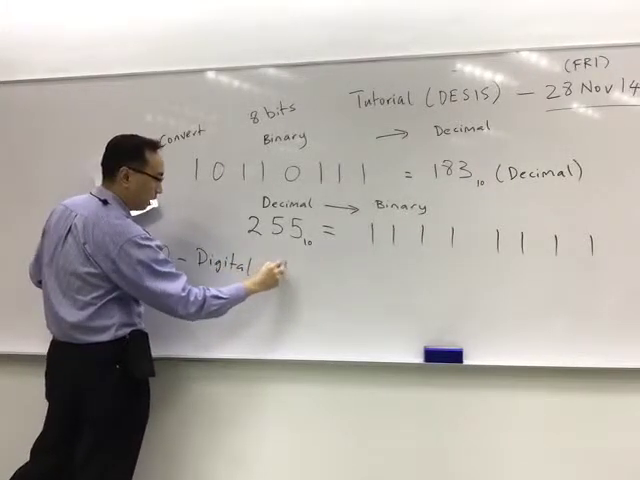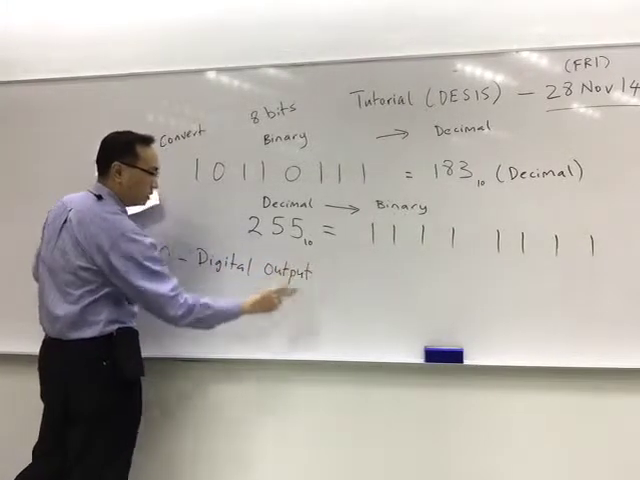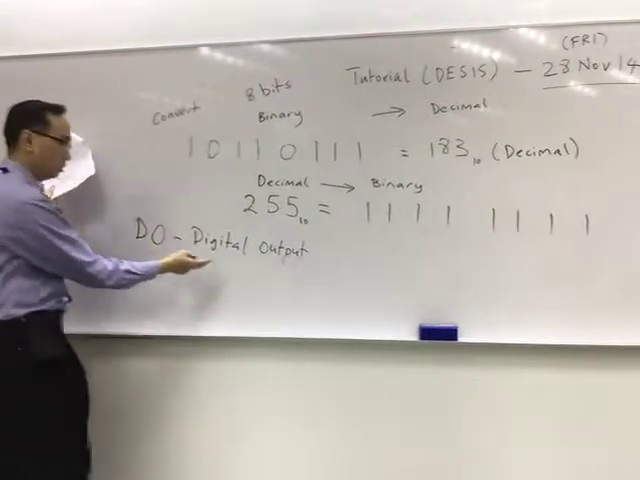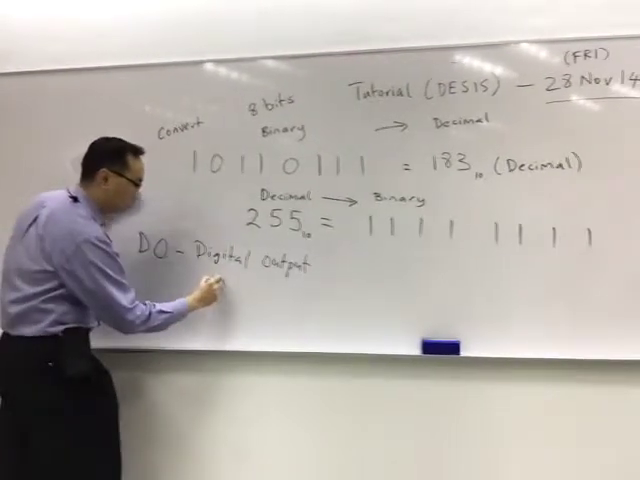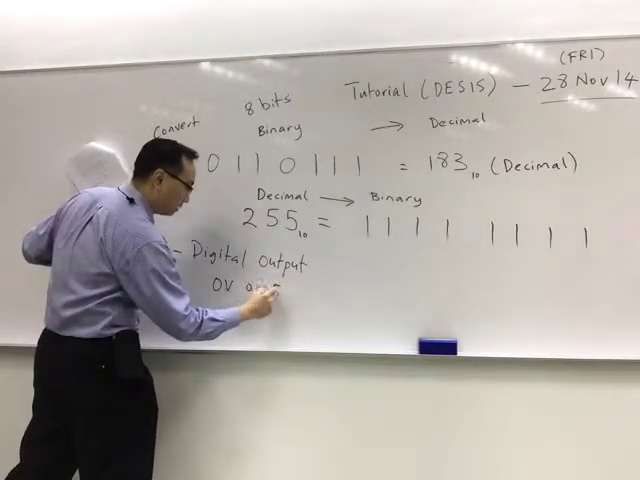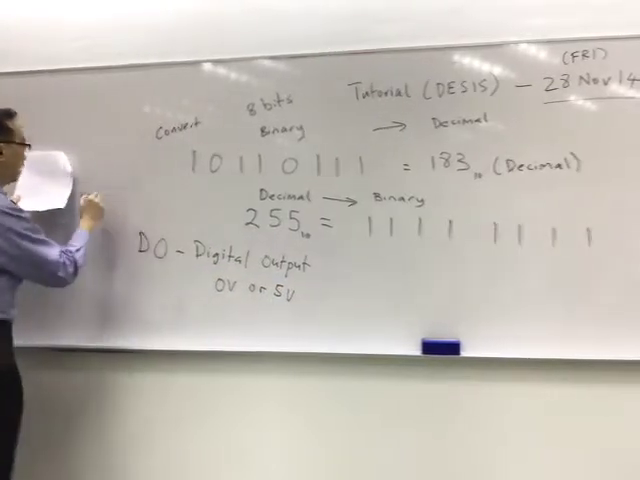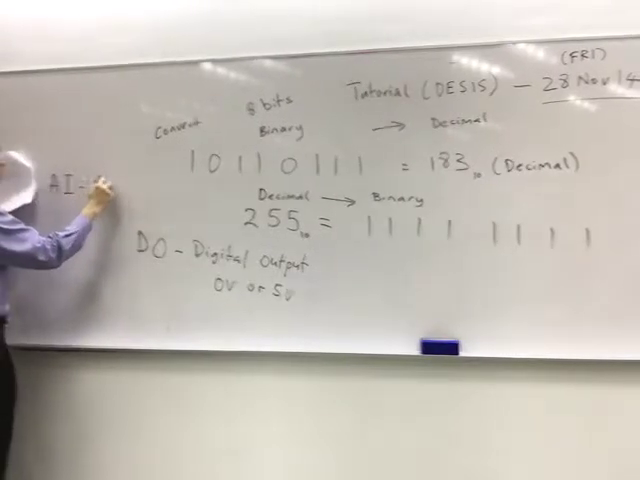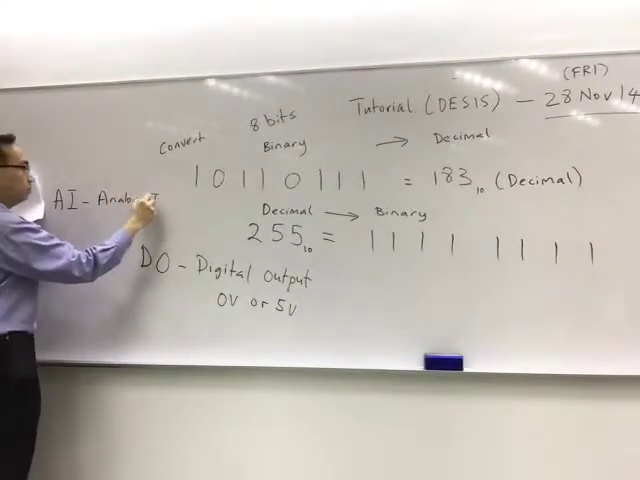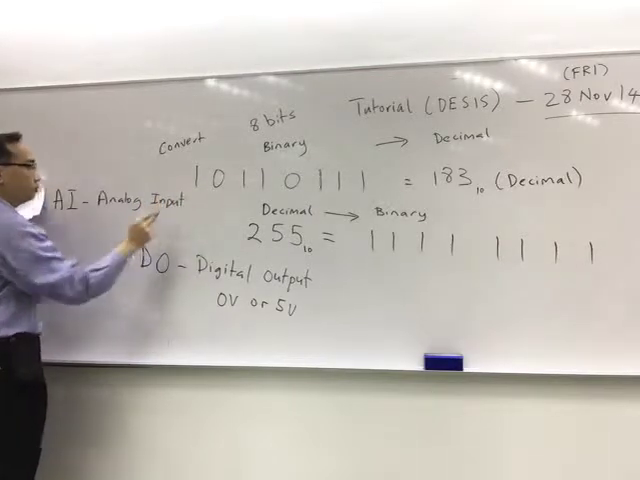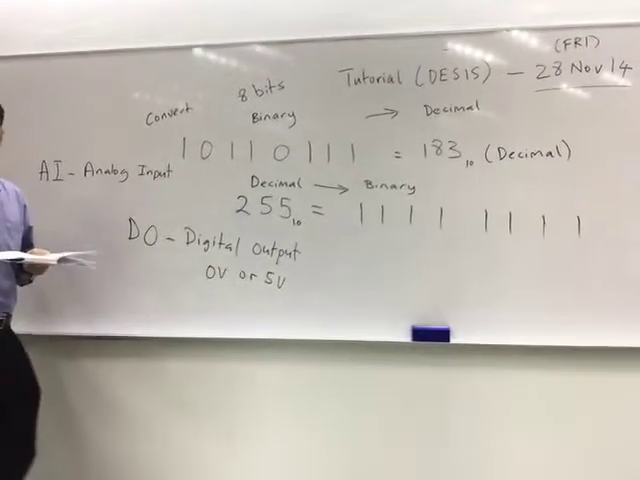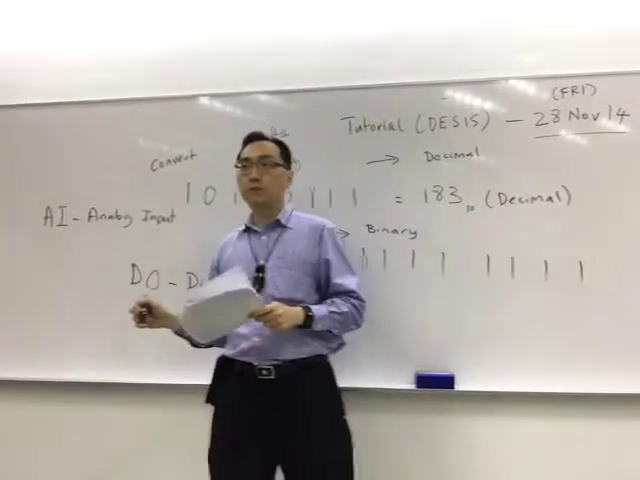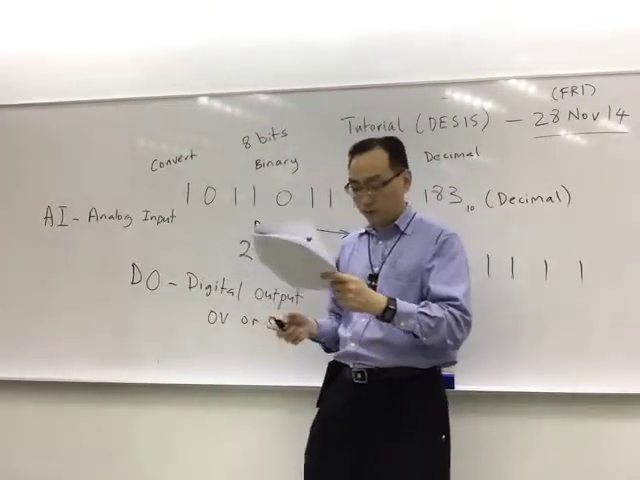Digital output is high or low. If it's a digital output, it could be 0 volts or 5 volts, usually 0 or 5. How about your AI? What does AI stand for? Analog input. Analog input means you are taking in, say, some voltage or some current. So it's called the analog input and output. So you have DO.